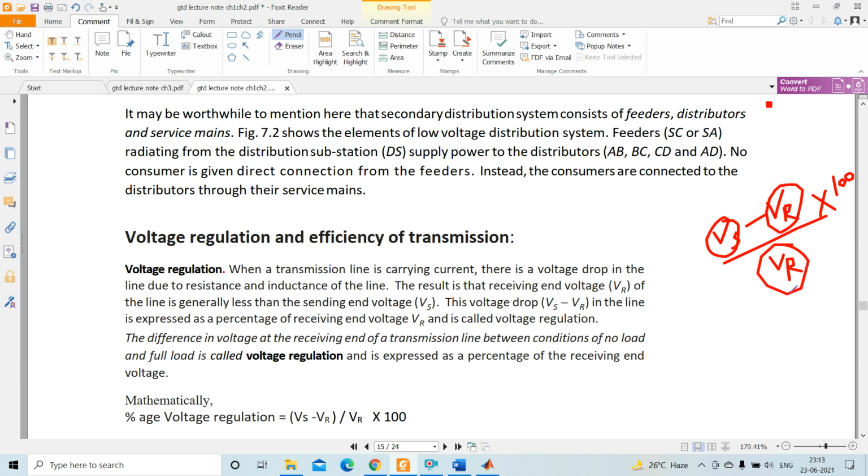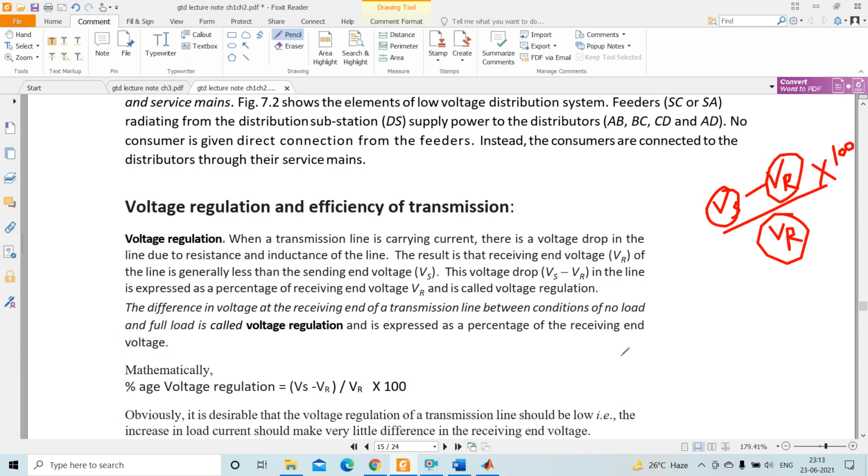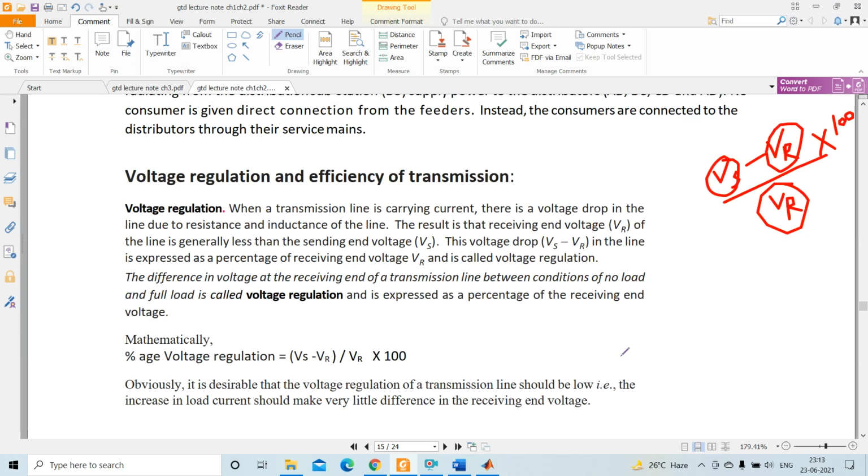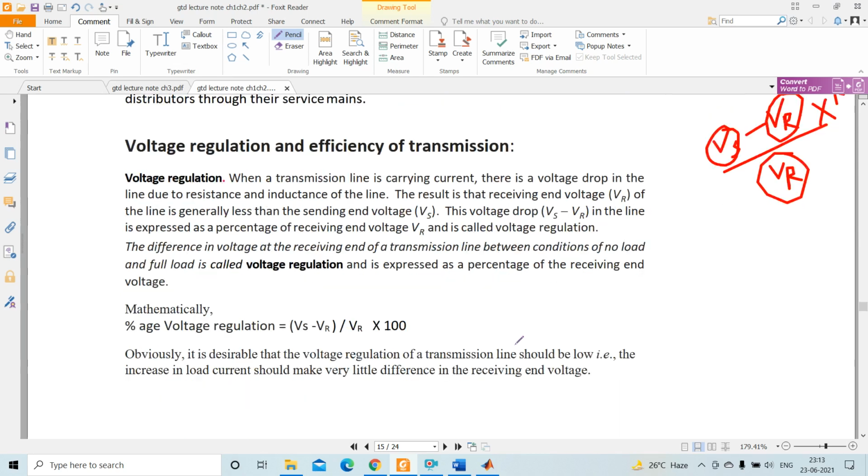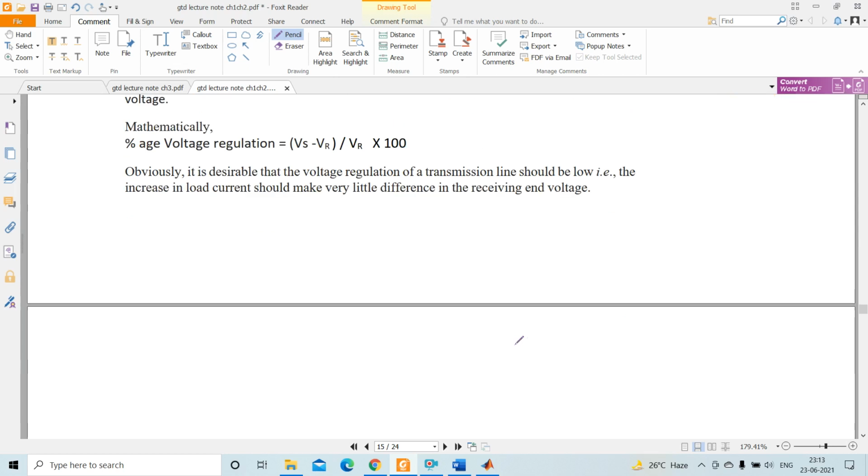When it is expressed in percentage, mathematically we can write percentage of voltage regulation is equal to Vs minus VR divided by VR into 100. It is desirable that the voltage regulation of a transmission line should be low. The increase in load current should make very little difference in the receiving end voltage. That means whenever the voltage regulation is very low, the increase in load current makes very little difference in the receiving end voltage.